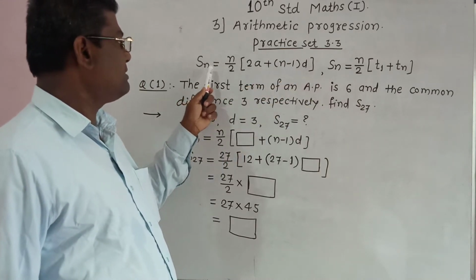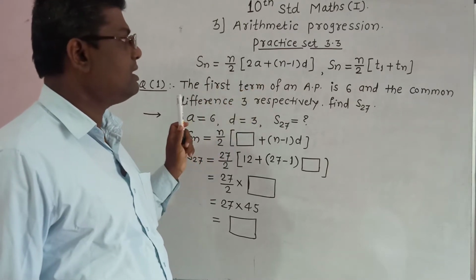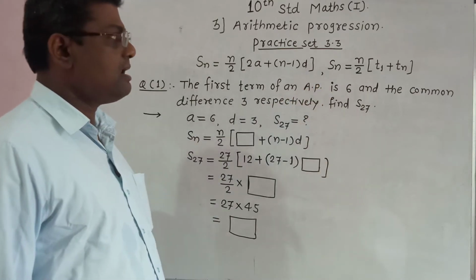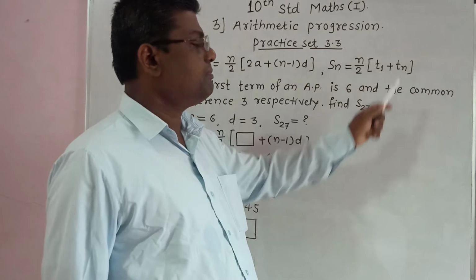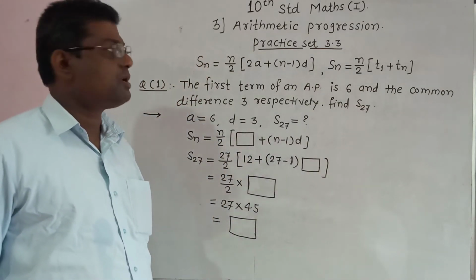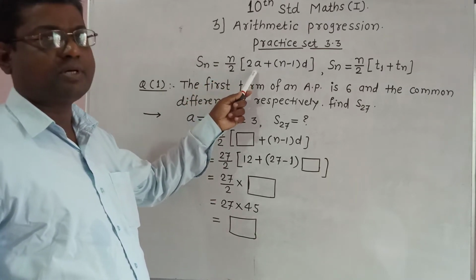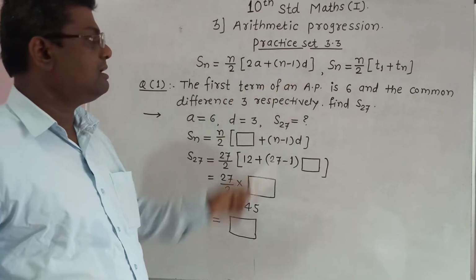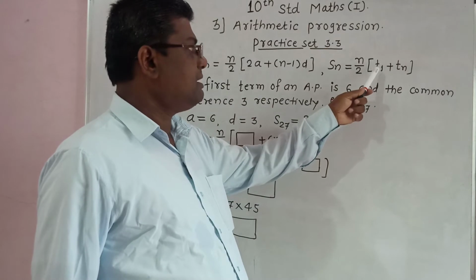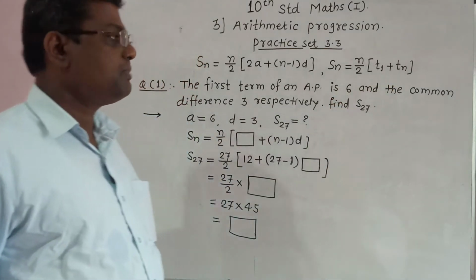Number 1, Sn is equal to n upon 2 in bracket 2a plus (n minus 1) into d, and number 2, Sn is equal to n upon 2 in bracket t1 plus tn. Sn means sum of n terms of AP. n is the number of terms of AP. a is the first term of AP, and d is the common difference of the terms of AP. Then t1 is the first term and tn is the last term of AP.